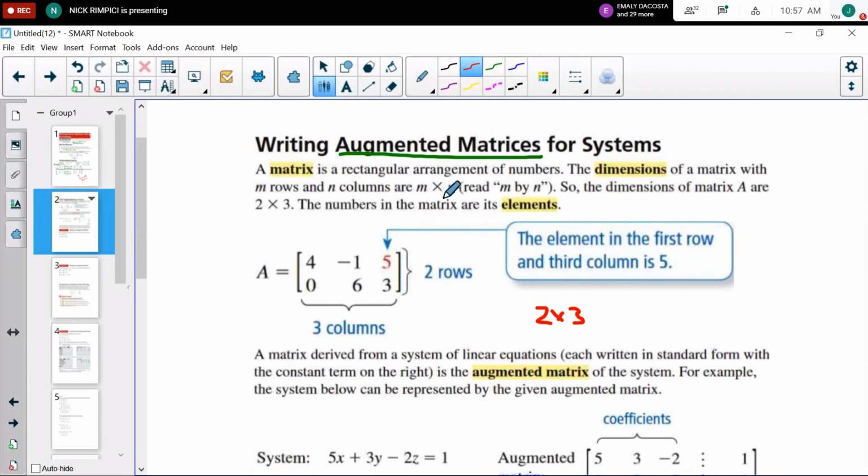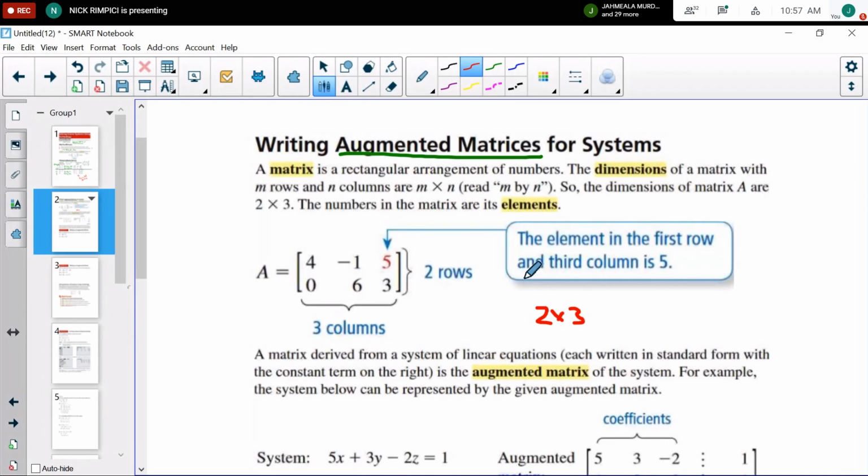The numbers in the matrix are considered, they call those the elements. So the things inside the matrix are the elements. So if we wanted to, we could call out elements. I'm not going to have you do this, but when you take the next course, you should know what the elements are.